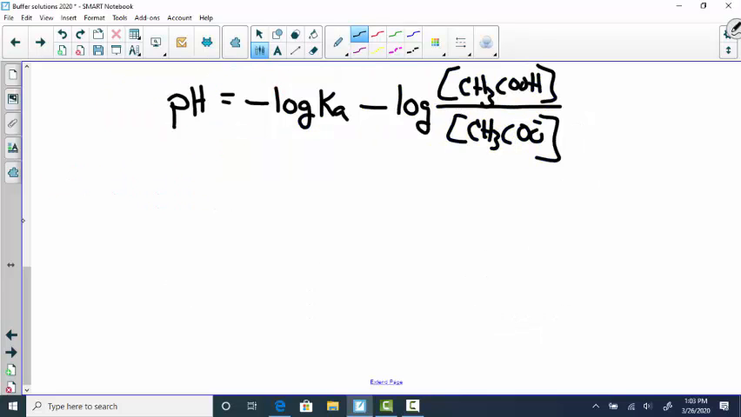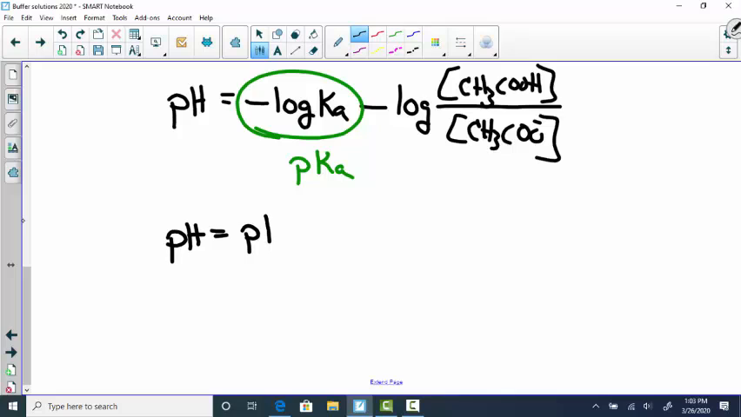Now, this term right here is actually called pKa. And I'll explain that in a moment. Okay? So the pH is going to equal the pKa, and then this is the math that your math teachers have to deal with, and you can learn and do from that. You can look from them. I'm just giving you the final end result of this.